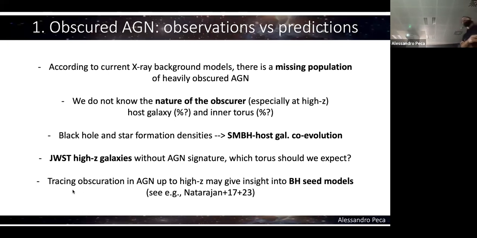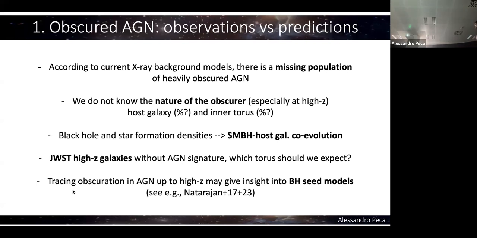And finally, of course, tracing obscuration is also important for the primordial black hole models. As you may know, we have two different models, the light and heavy seeds of primordial black holes, and we expect them to be obscured. So this is why obscuration in AGNs is very important.